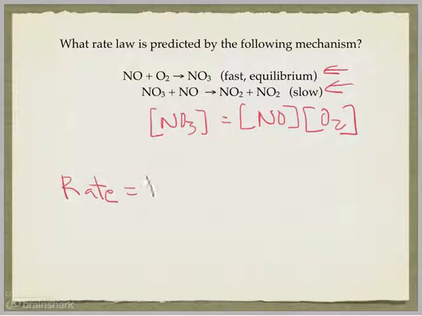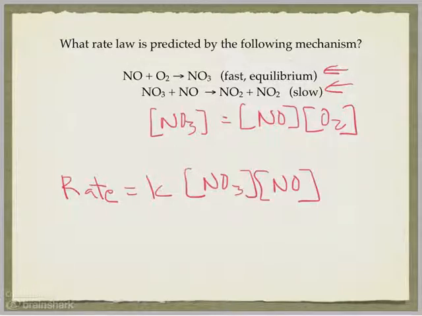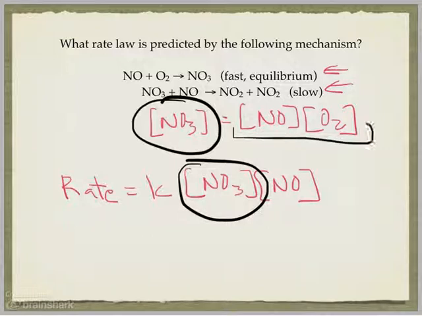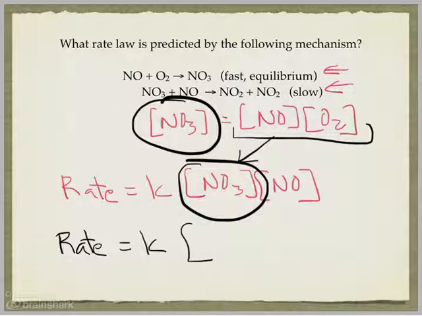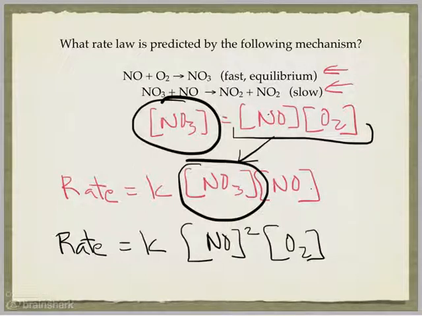So rate equals k times NO3 and NO. And now you'll notice that you have an NO3 here and you have an NO3 there. So basically just take all this, which is equal to NO3, and plug it in there, so that you now end up with a rate law of rate equals k. Once you substitute that in, you have an NO here, but then you also have an NO within the initial reaction, so it would become NO squared, and then you'd have O2. And that would be your rate law for this mechanism.